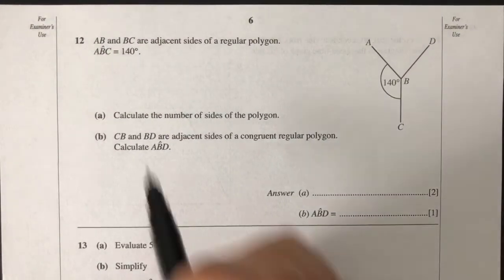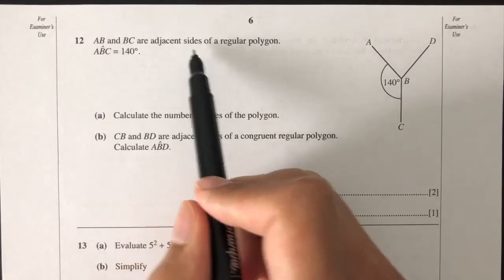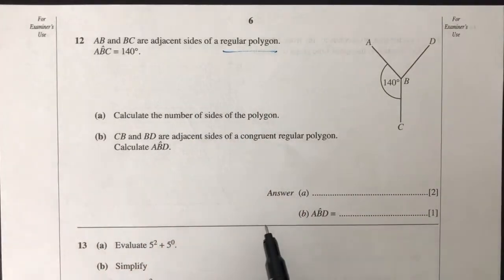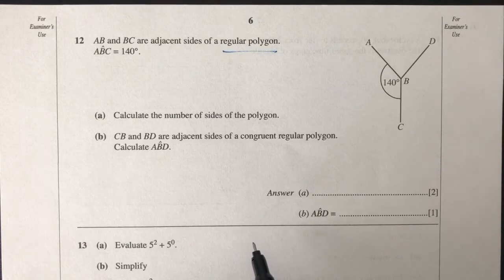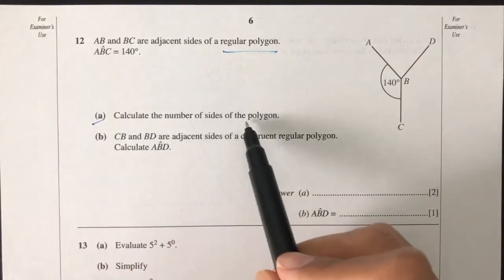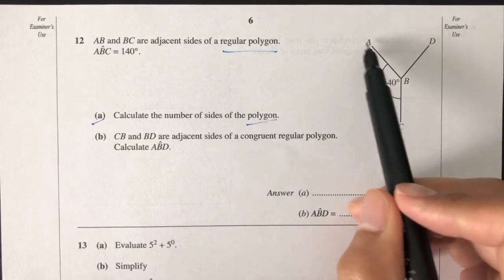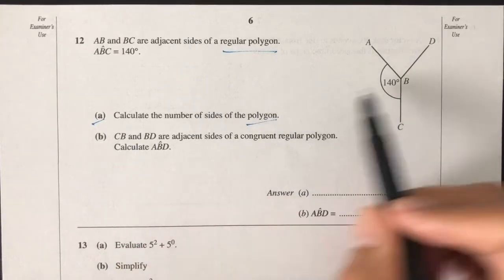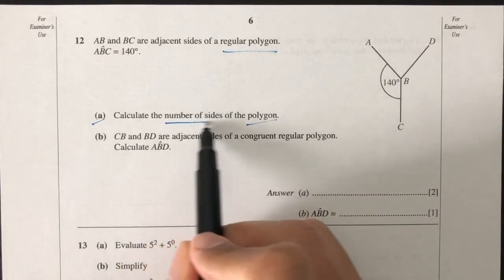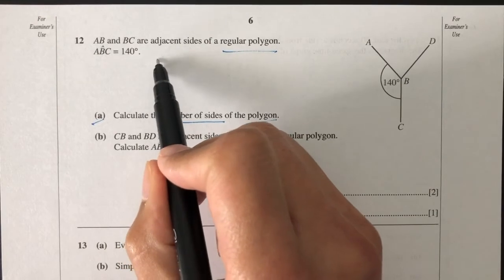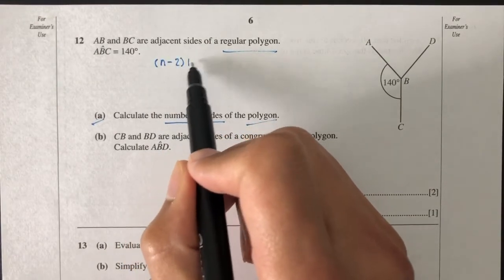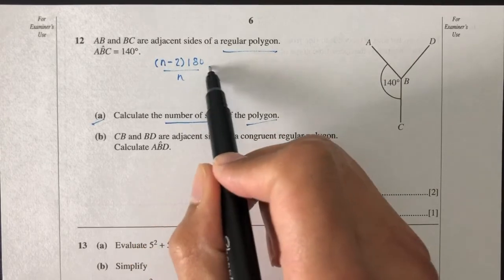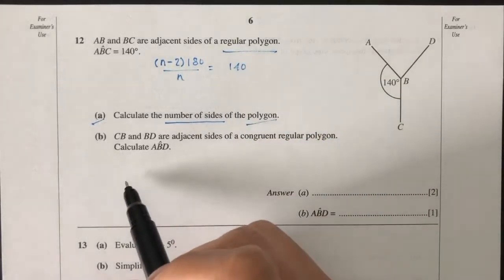Question number 12, we have part A. A and B are adjacent sides of a regular polygon. We have to calculate the number of sides of the polygon. So we have AB and BC, and this is the interior angle. Since we know the angle already, we can find the number of sides. So pretty easy. We say that (n minus 2) times 180 divided by n is equal to 140. So find the value of n.